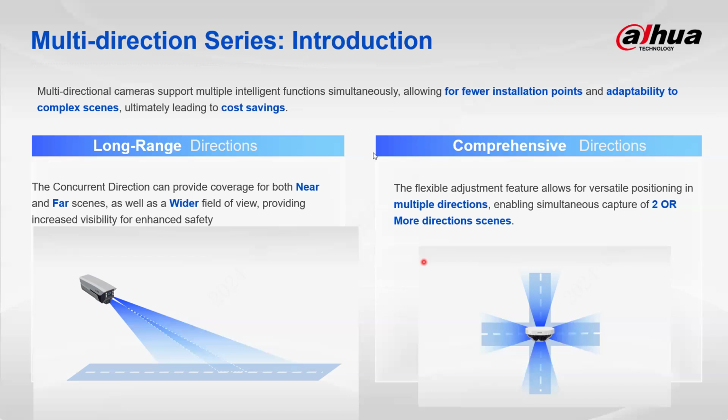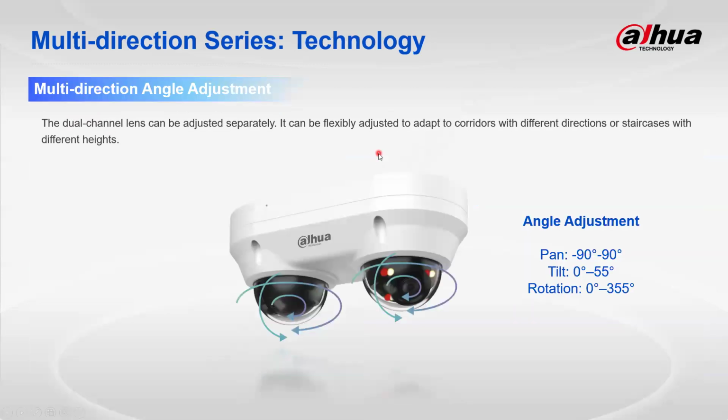So I will dive deep into this so that we get to understand more on this multi-direction series. So this has multi-direction angle adjustment points. Once you remove the glass cladding for this, you can alter the direction and the movement of the lens. You can either pan the direction from -90 to 90. You can have tilting from 0 to 55-degree angle. And again, you can rotate from 0 to 355 angle. So this will point towards this direction. Another lens can point towards the direction.